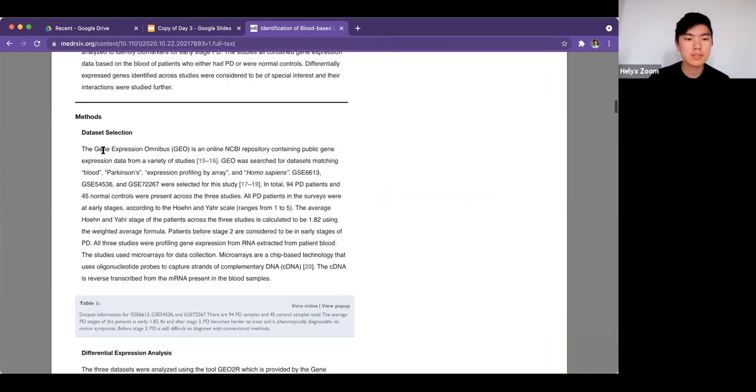So the first task was to collect a variety of data sets from Gene Expression Omnibus. I used 3 in this example.